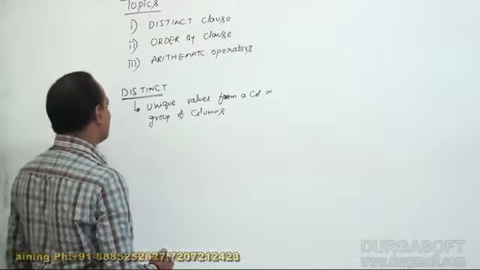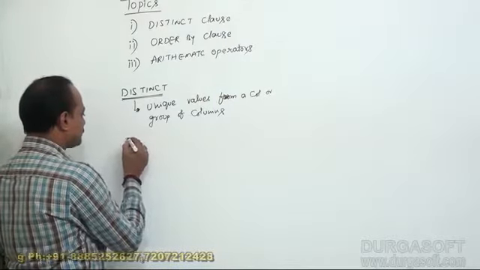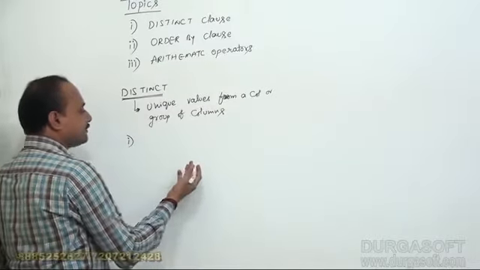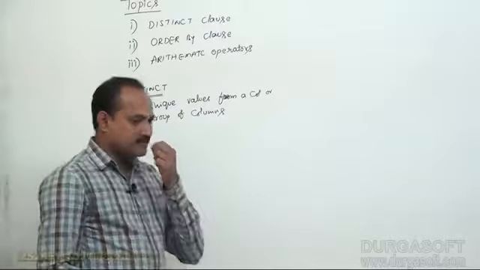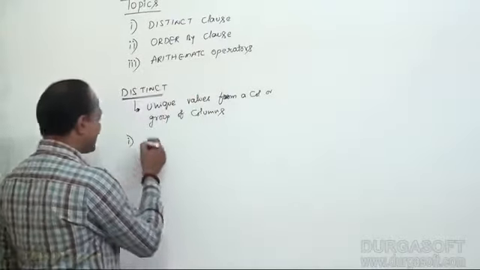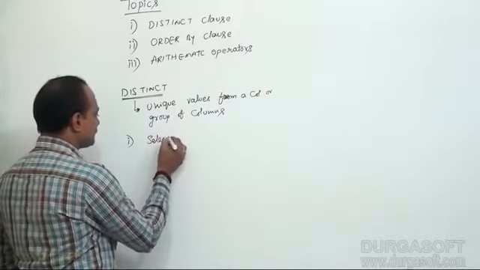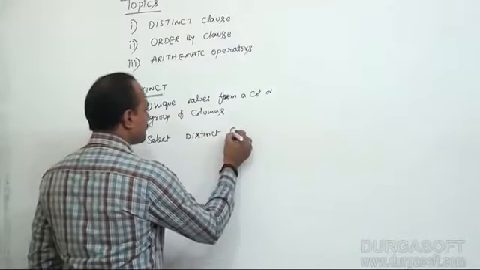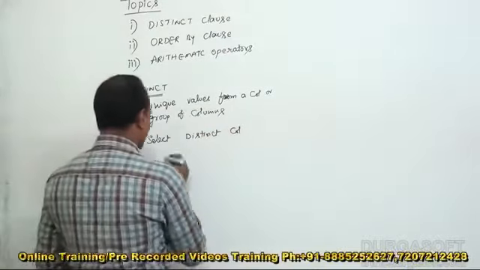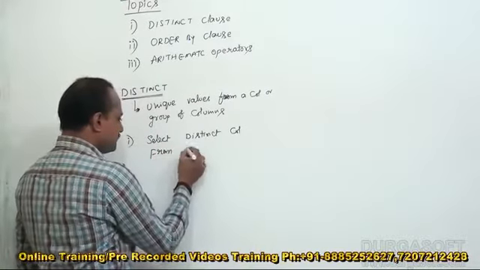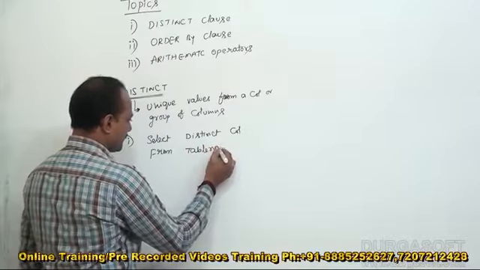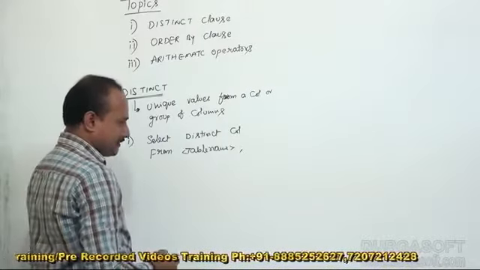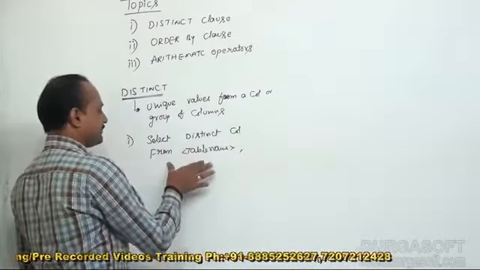So what is the syntax of the distinct clause? Here we have two syntaxes. The first one is, if you want to select distinct values from a single column, then follow this syntax: select distinct, here specify the column name, from, here you should specify the table name. So if you want to select unique values from a single column, follow this syntax.